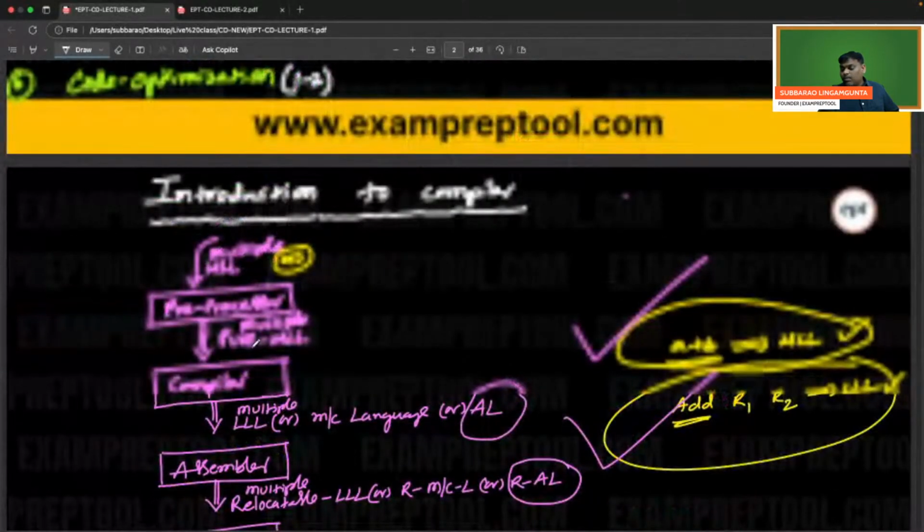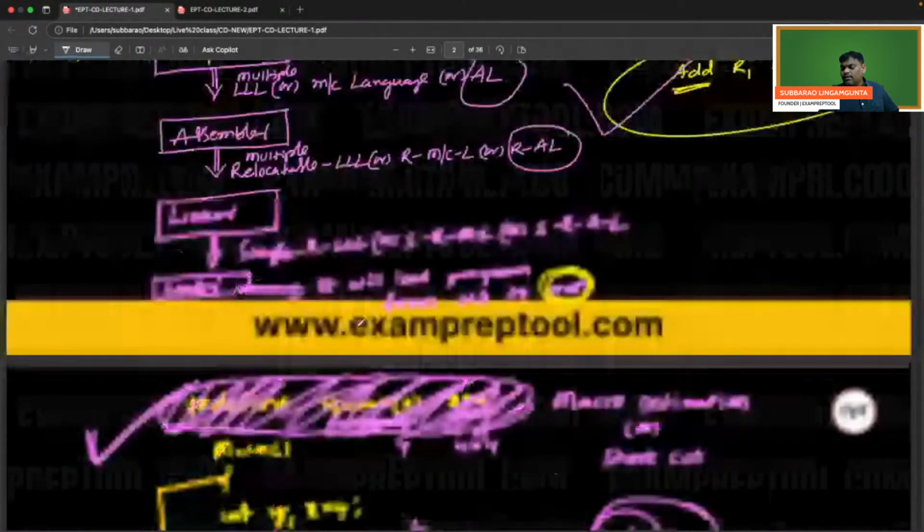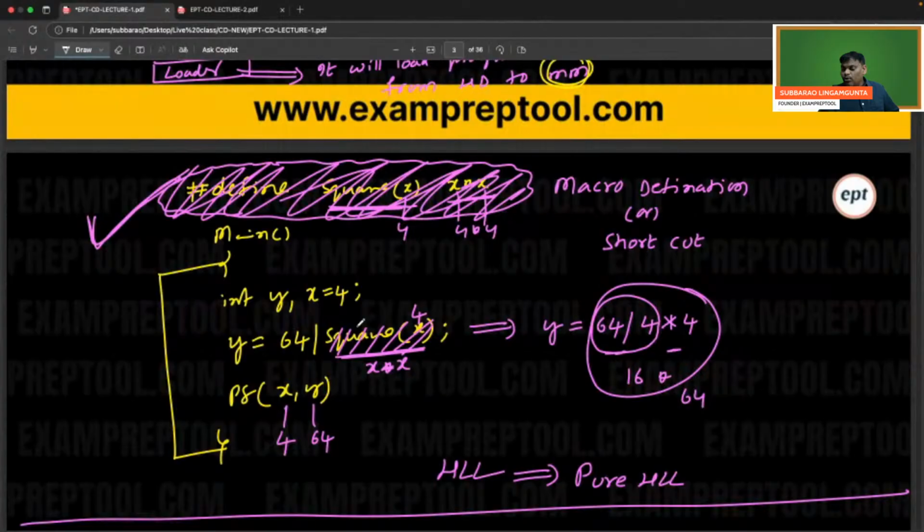The preprocessor's purpose is replacing shortcuts by actual. I'm doing one more thing. It will replace shortcut by actual.